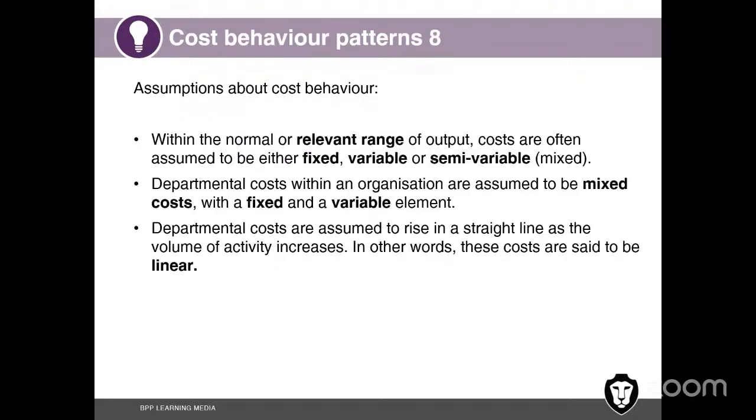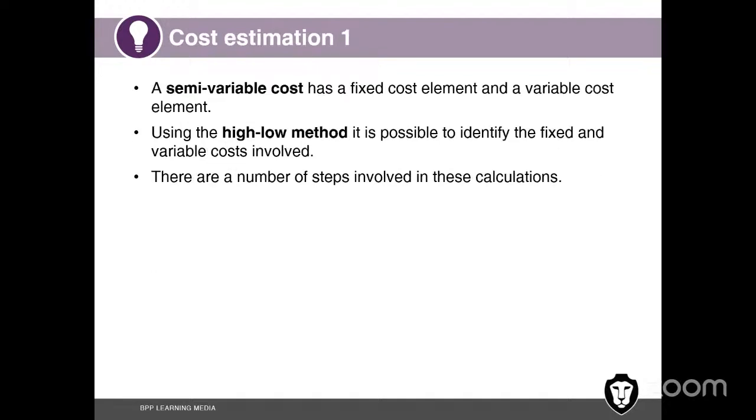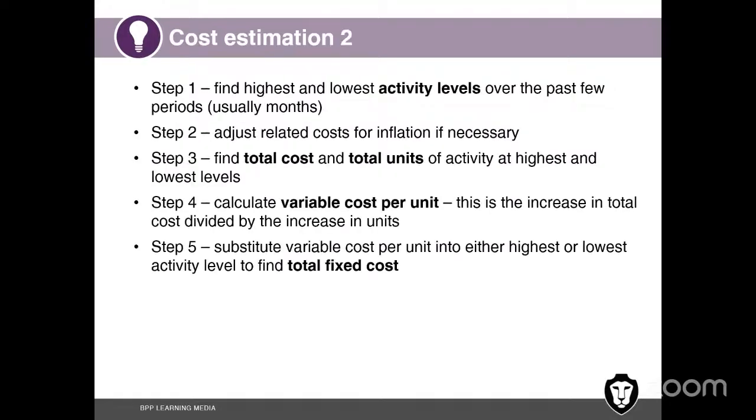Right, so now, assumptions about cost behavior. Within the normal or relevant range of output, costs are often assumed to be either fixed, variable, or semi-variable. That's normally within the normal range, the normal activity, that's what you assume. Now, whenever there's a semi-variable cost, you're going to use what you call the high-low method, right? So whenever there's a semi-variable cost, the high-low method is what you're going to use.